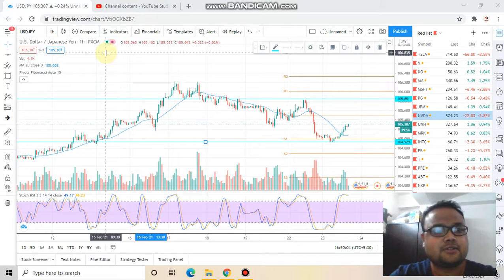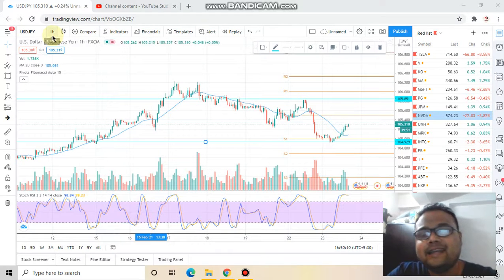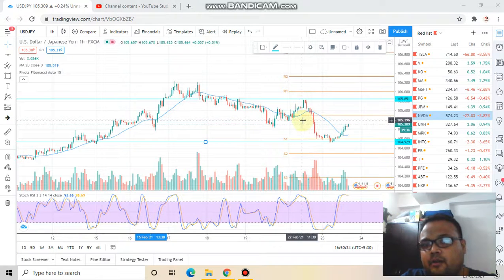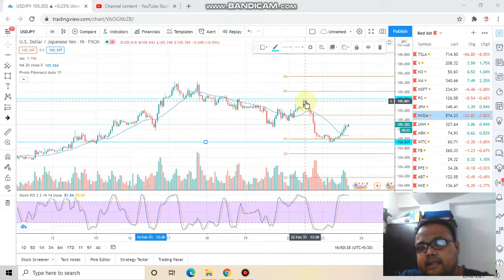So in front of us we have the USD Japanese yen chart, and you can see that I'm using the 1 hour time frame as this analysis is for today only, means 23rd Feb 2021 Tuesday. So for this day these two levels are important. Right now trading at 105.30, and the important levels are 105.85 and 104.92. Because after hitting this particular level, market started falling and took support here.